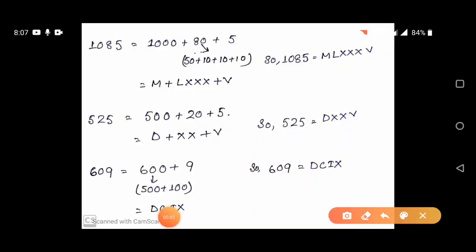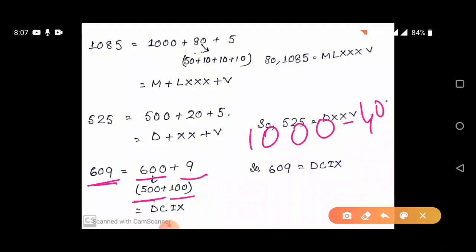The next number is 609. For 609 we have to write 600 plus 9. And 600 can be written as 500 plus 100. We cannot write 600 as 1000 minus 400. Remember this one. So 500 plus 100 can be written as DCIX.